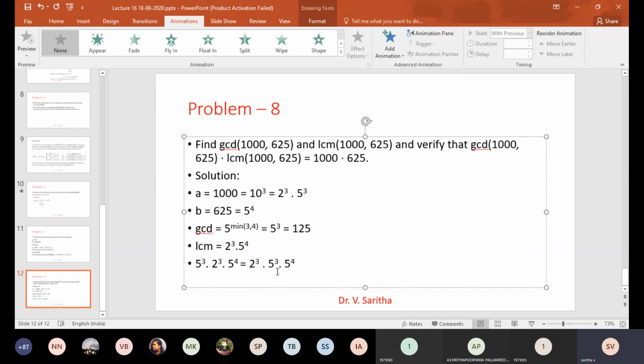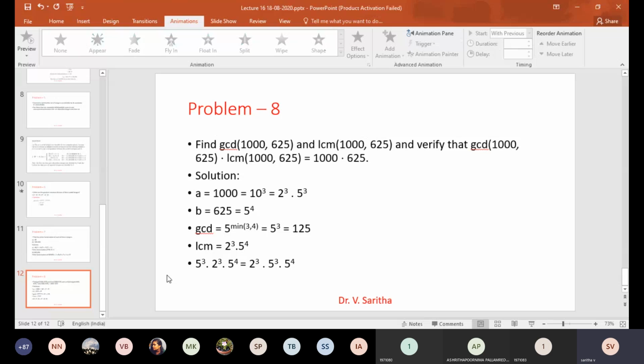Suppose you are finding it with the numbers themselves, the way you learned in school, then it will be very difficult, because you will find the GCD, find the LCM, multiply those two values, again multiply A and B, and then verify whether those two are equal or not. So many computations will be there. Here, using such methods, it is easy for us to verify the equality. Clear? So this is about problems related to GCD and LCM.